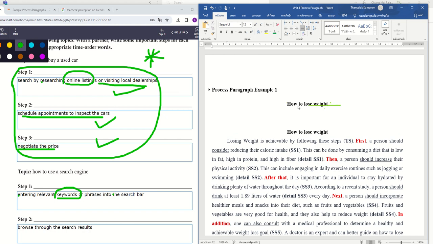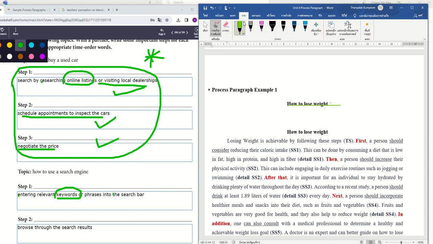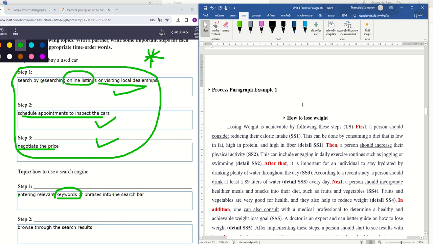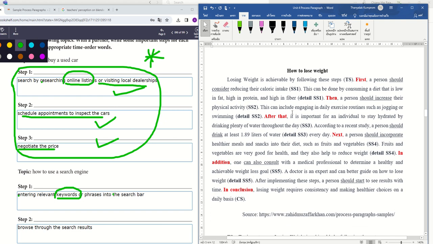How to lose weight. All right. This is the final paragraph, the final draft that I got from this website.